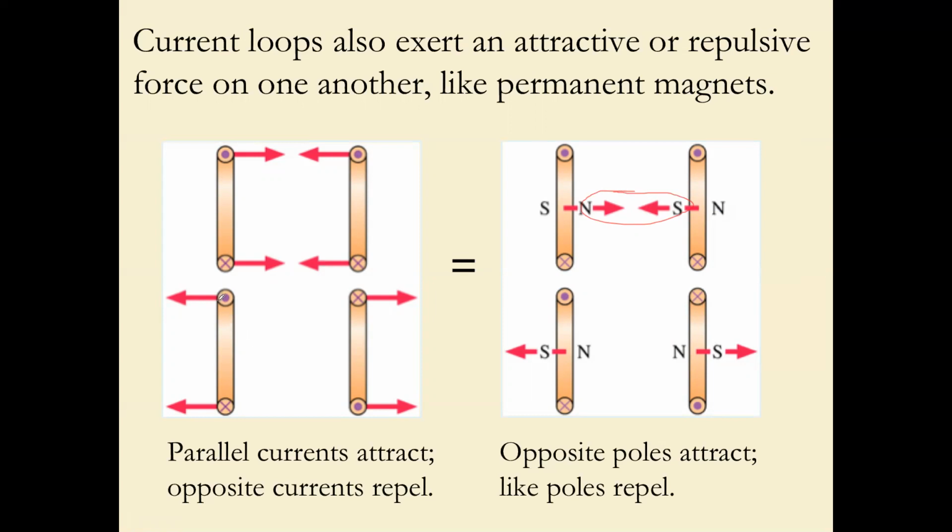However, for opposite currents, at the top, one is out of the page, one is into the page, and at the bottom, the reverse of it. Here, for the top, which is out of the page, right hand side is north, left hand side is south. For the one which is into the page at the top, left hand side is north, right hand side is south. So as you can see here, north-north will repel each other.